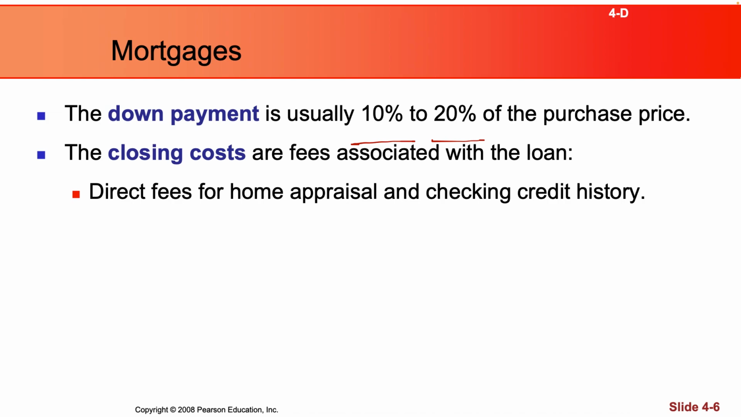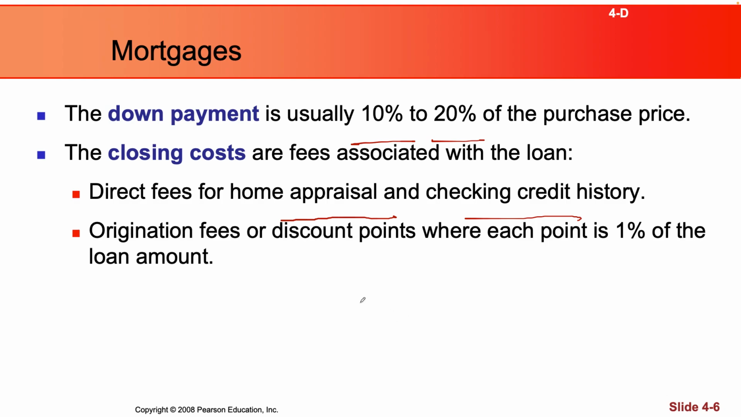There's direct fees, such as usually they have to do an appraisal on the house to make sure it's worth the value that they're loaning on it, credit checks, such like that. I've got a little worksheet on a future slide we'll look at. Also, they have origination fees, which means they are charging you for the loan officers and everybody to review your credit.